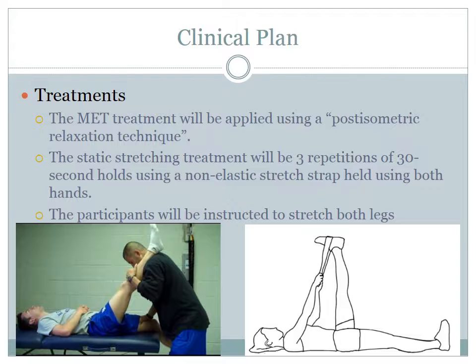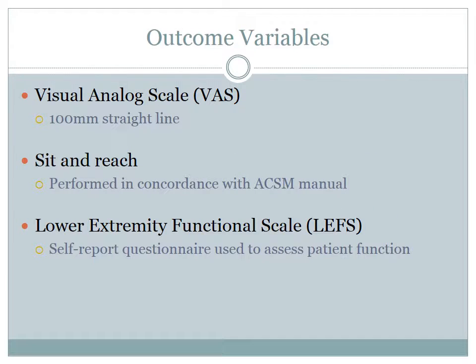The subject will be instructed to keep the knee straight, and all 3 repetitions will be followed by 10 seconds of rest. The participants will be instructed to stretch both legs. The visual analog scale will be used as pain.